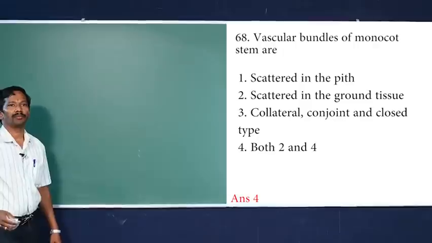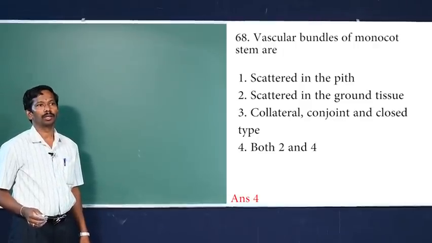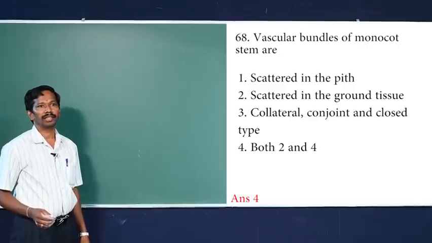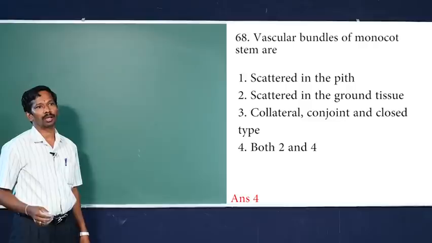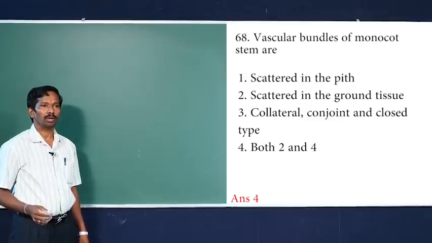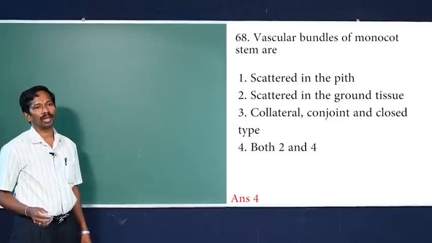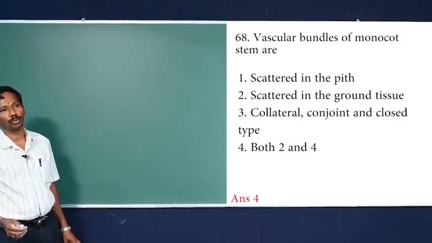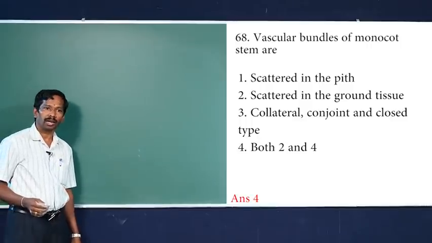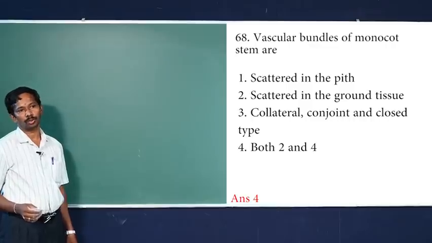68. Vascular bundles of monocot stem are option number 1 scattered in the pith, option number 2 scattered in the ground tissue, it is correct. Option number 3 collateral, conjoined and closed type, and option number 4 both 2 and 3. So answer should be option number 4, because scattered in the ground tissue along with conjoined, collateral and closed vascular bundles is correct, compared to the first statement which is wrong. So answer is 4.